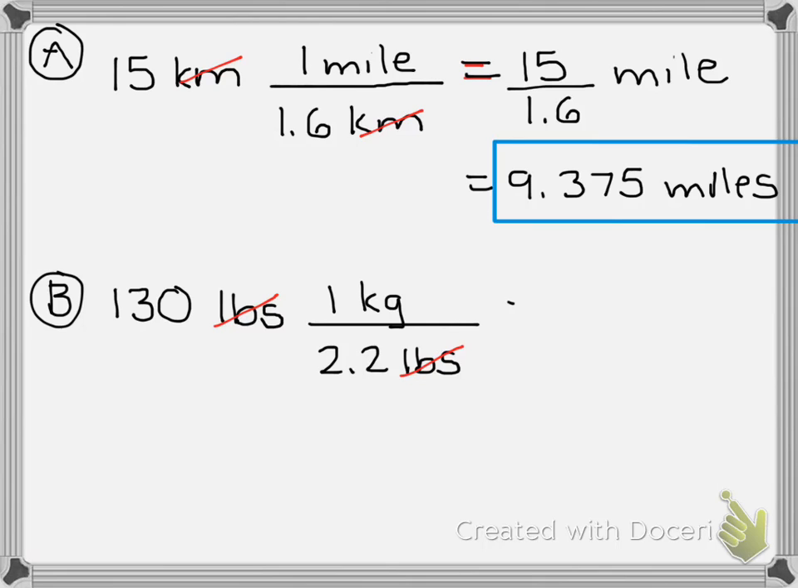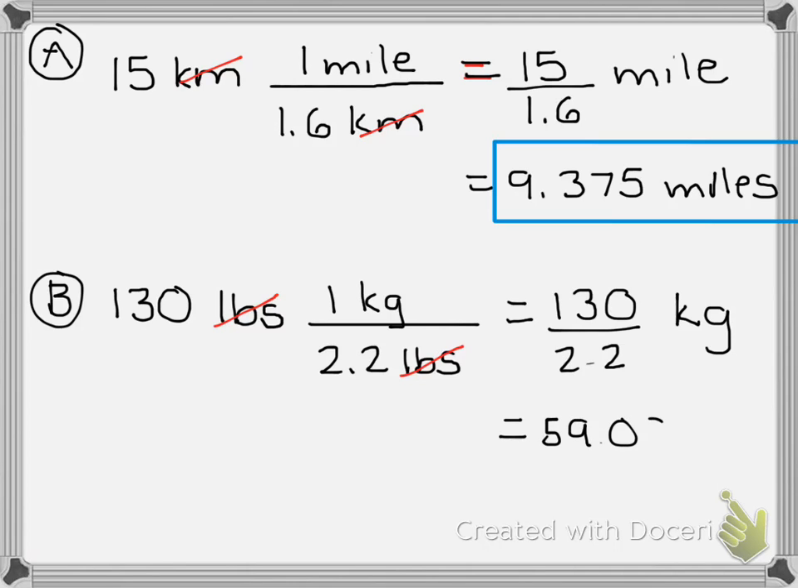130 times 1 is 130. We end up with 2.2 in the bottom, and our units that are left are kilograms. Now we can just do 130 divided by 2.2, and that leaves us with 59.09 repeated. So I'm going to write that repeat bar over the 09. And we will have kilograms as our units.